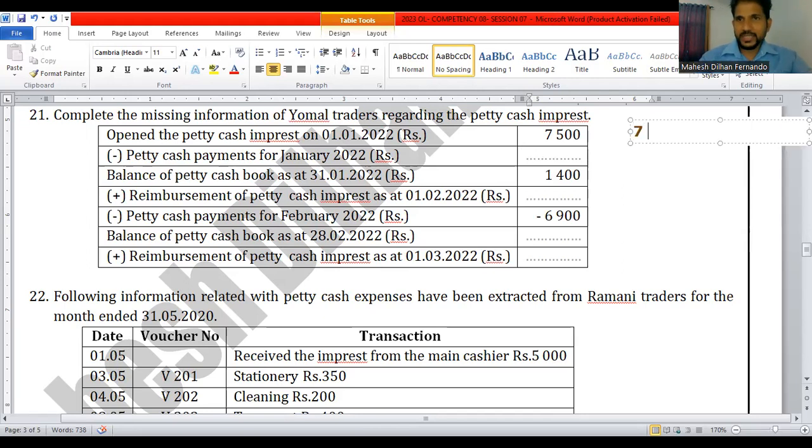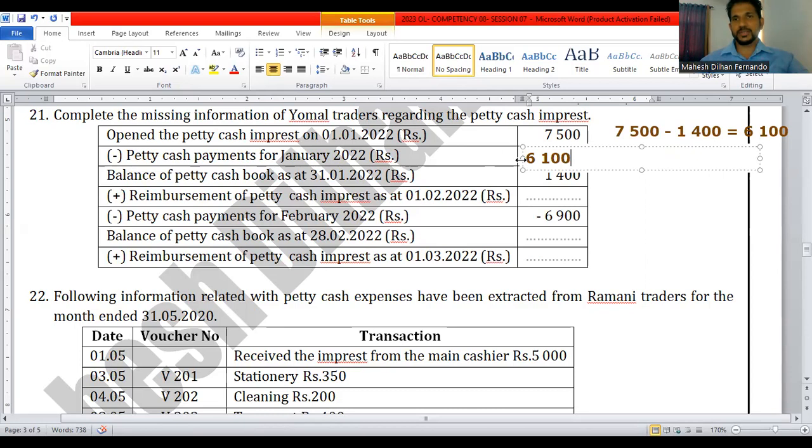We had 7,500. This time I have not given you the payment, but you know the balance. Then how much are the payments? Payments here are 6,100. Yes, it is 6,100 rupees.